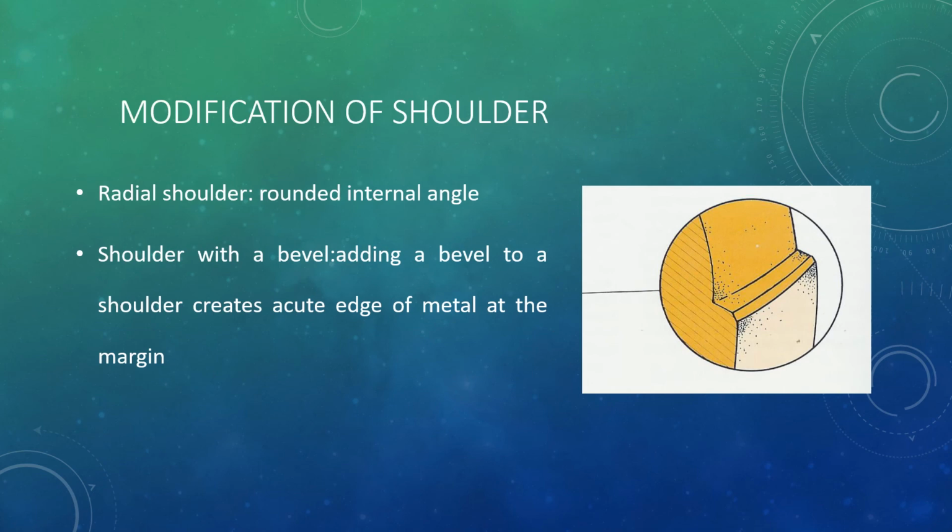That is, you use a rounded internal angle, and then we can also give a bevel for this shoulder finish line. Then the stress that is concentrated in this area is directed onto all these internal surfaces, hence preparing the tooth structure to receive the forces, and it will not lead to fracture of the restorative material.